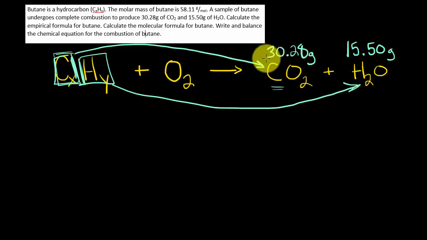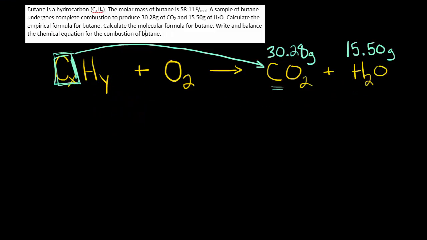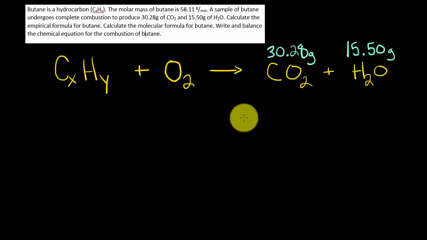We can go from 30.28 grams of CO2 to a number of moles of carbon, and we can go from 15.50 grams of water to a number of moles of hydrogen. And once we have those two, we're ready to go. So let's show you how we do this. We're going to put some calculations down here in two lines. In the first line, we're going to do the calculations for carbon, and in the second line, we're going to do the calculations for hydrogen.